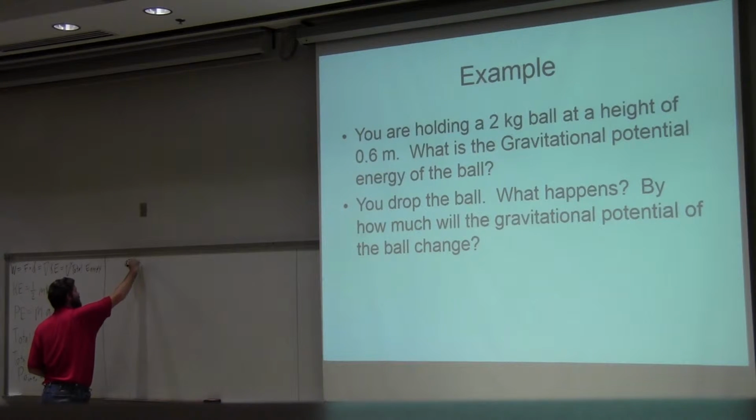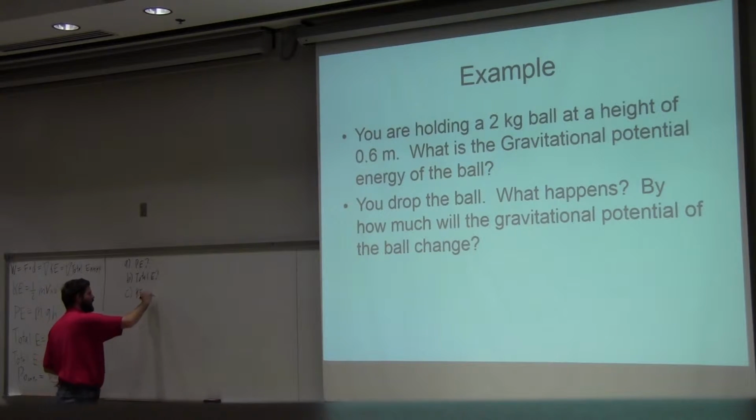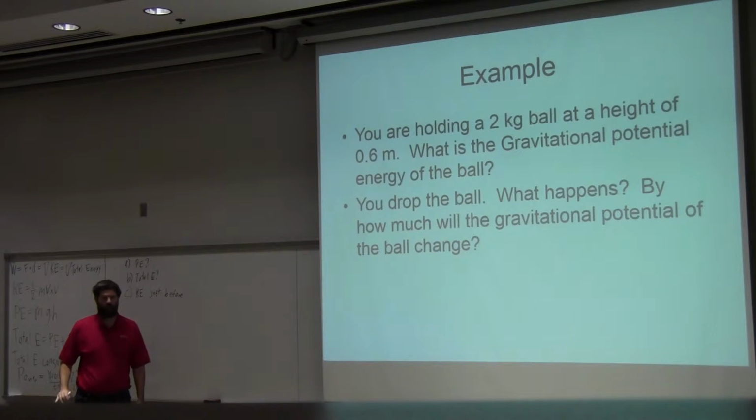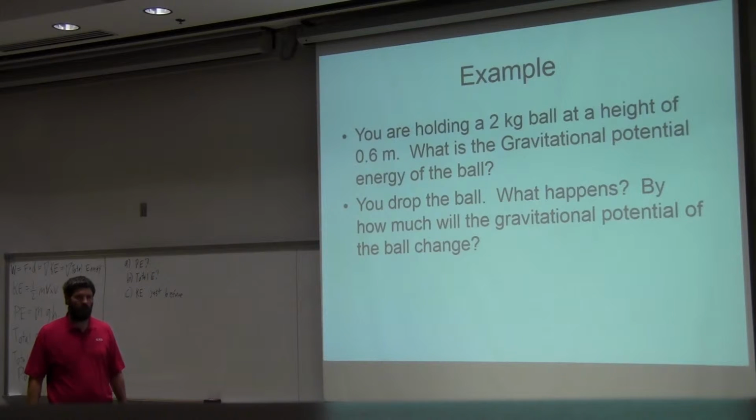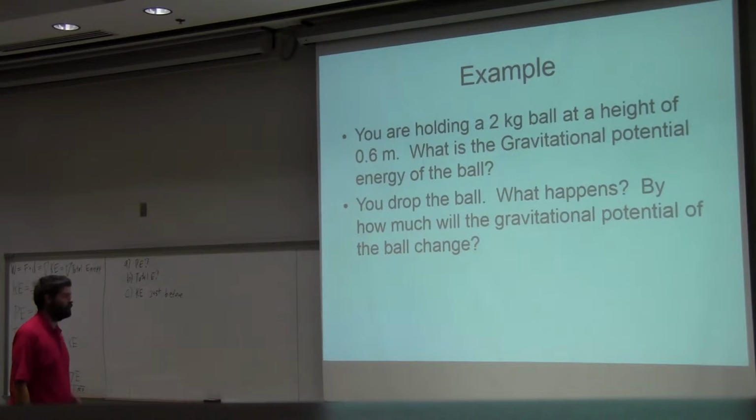A, find the potential energy. B, find the total energy. C, what will the kinetic energy be just before? And the reason I say just before is because if I ask for what's the kinetic energy after the ball has hit the ground, everyone will say 0. So I say just before because the ground hasn't stopped it yet. So it's still height 0, but the ball just hasn't run into the ground yet, and the ground hasn't stopped it.